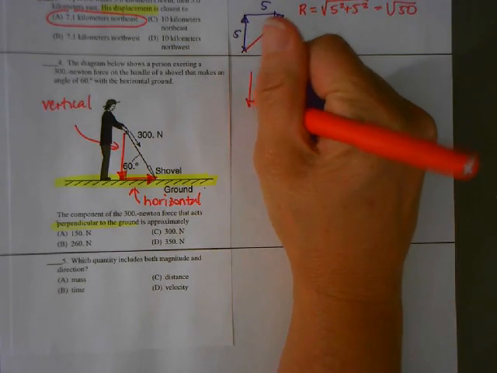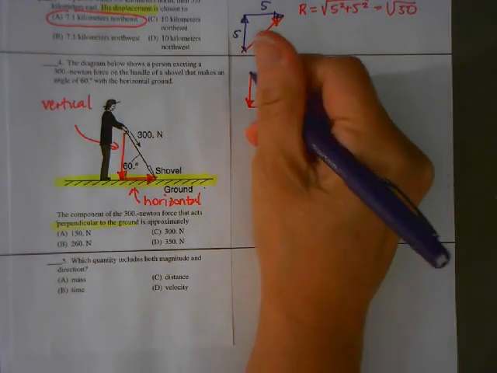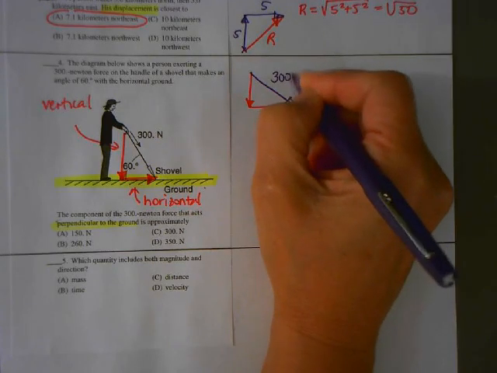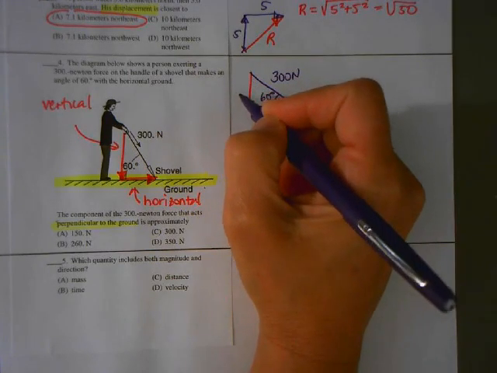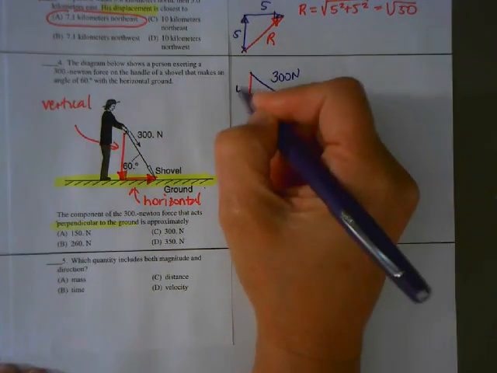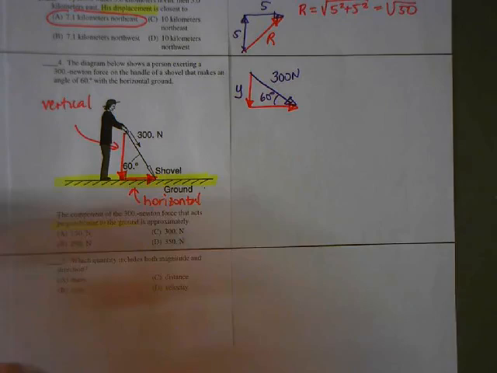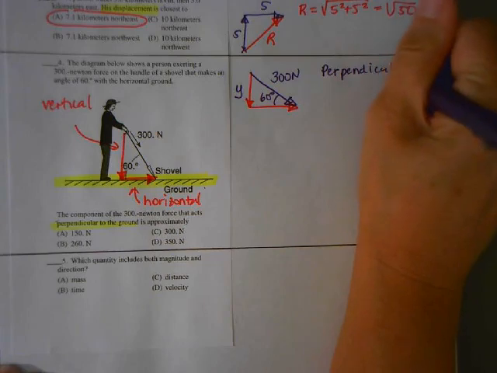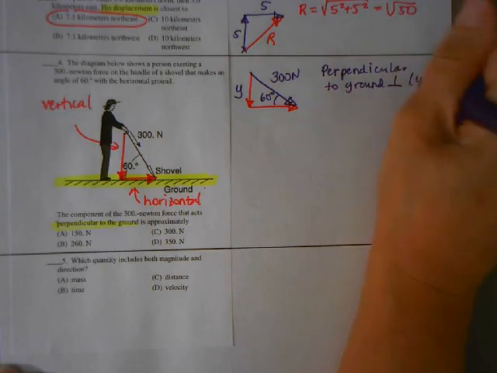Here I have this vector, I have this vector, and this I know is 300 newtons. And I know that this is 60 degrees. So this is what I want to find right here. Okay, so this is practice B, and we'll just call this Y. And this Y is perpendicular to the ground. This is perpendicular, and we'll just call that Y.